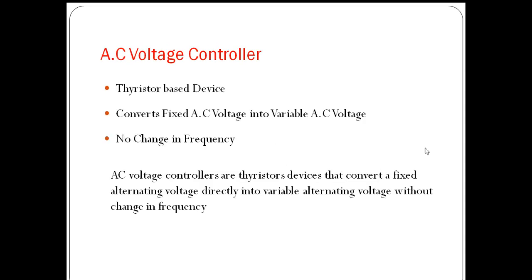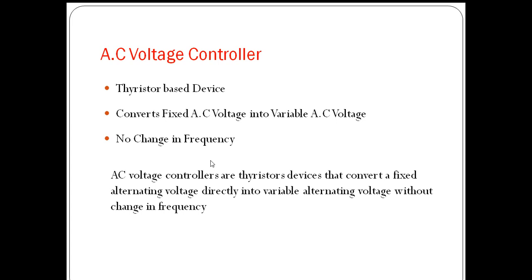AC voltage controller. An AC voltage controller is a thyristor based device. It will convert fixed AC voltage into variable AC voltage. Suppose we are giving a 230 volts 50 hertz signal, it will be converted into 220 volts 50 hertz signal. That is, the variation is with respect to the magnitude of the AC voltage. We are not changing the frequency. So no change in frequency.